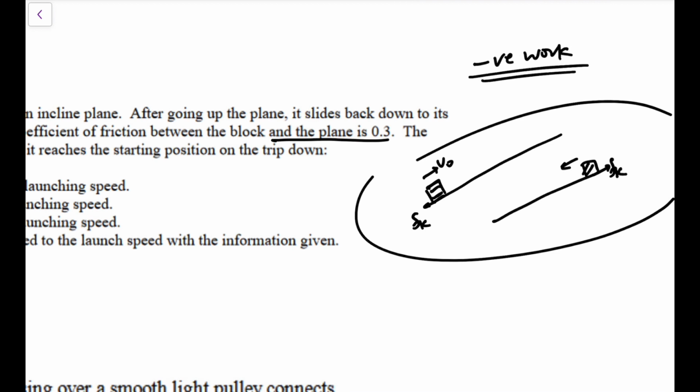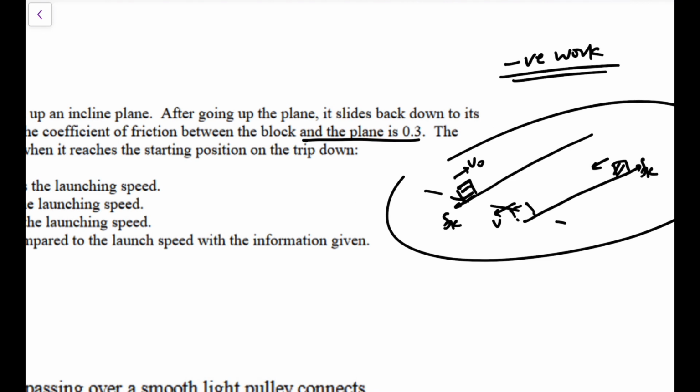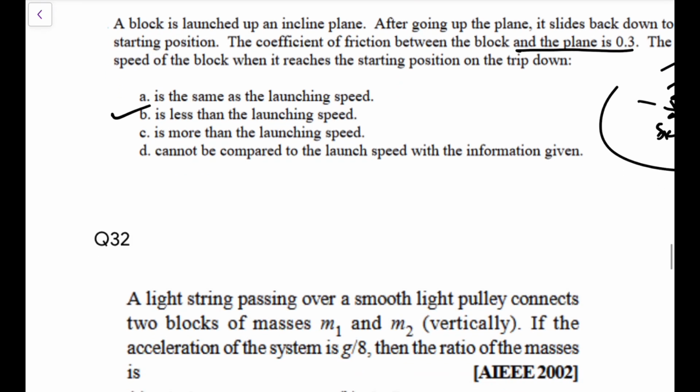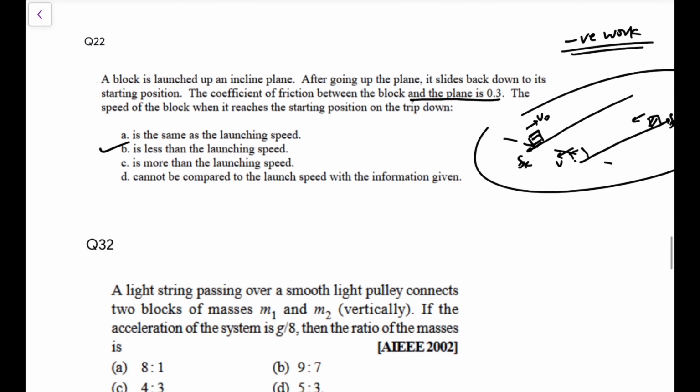Negative work means it basically takes out the energy. So definitely when it comes back to the bottom position, potential energy is still the same because height is the same, but because of the work done by friction, there will be a loss in kinetic energy, and definitely while returning, its speed will be lesser than the launching speed. So you can simply say, using the work energy theorem, it would be option B. Remember, in both trips, upward or downward, friction is doing negative work.